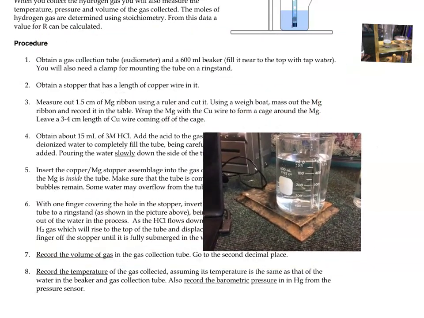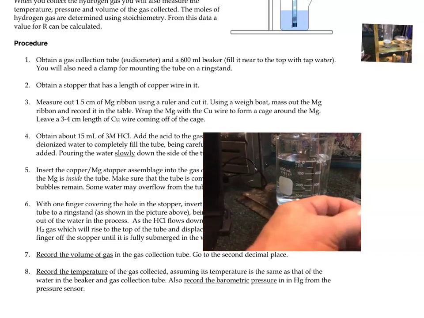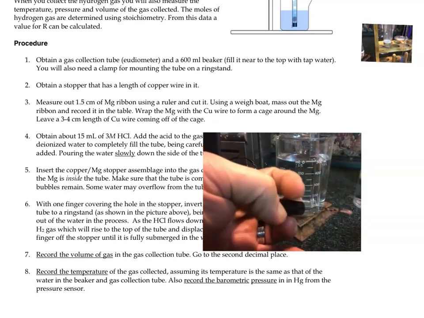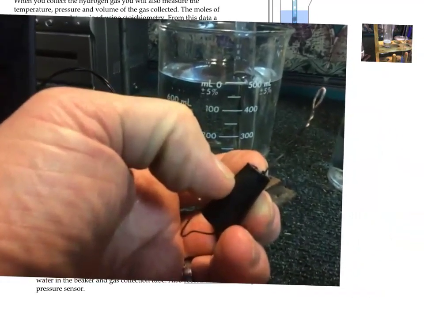Alright. Number 2, obtain a stopper that has a length of copper wire on it. Alright, that's this piece right here. And the little piece of copper wire is going to hold our piece of magnesium when we do the reaction.